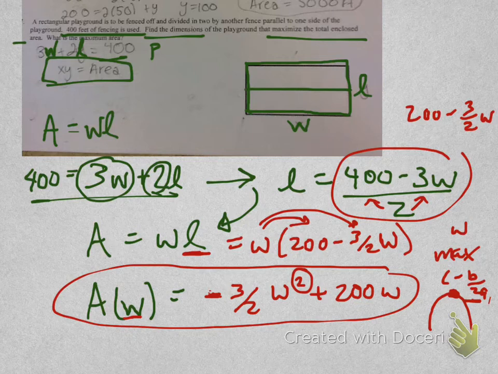That's your x. That's your width. That's the width that gives you the maximum area. So not only do you have to find negative b over 2a.